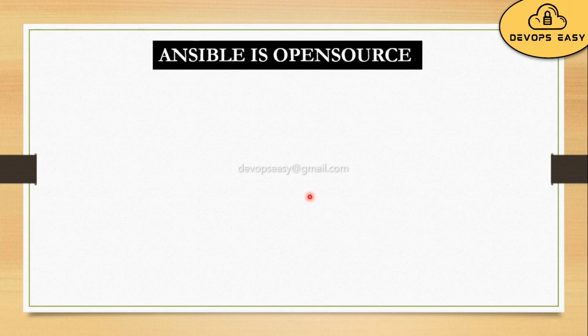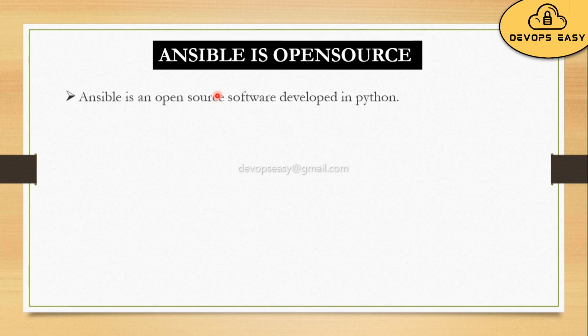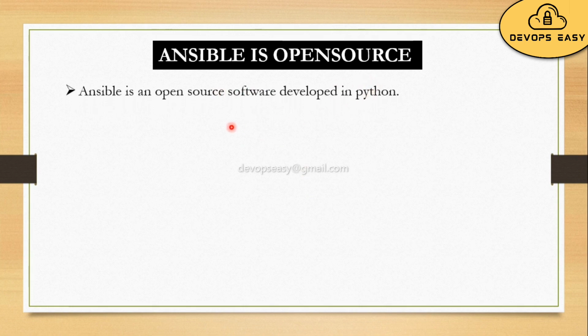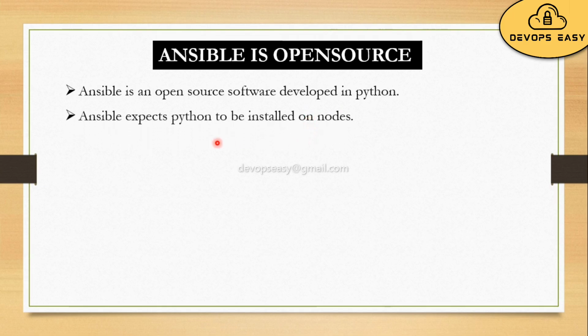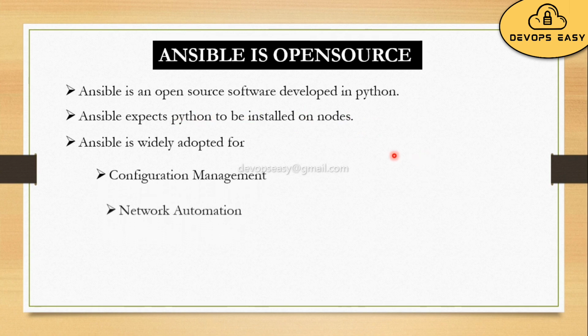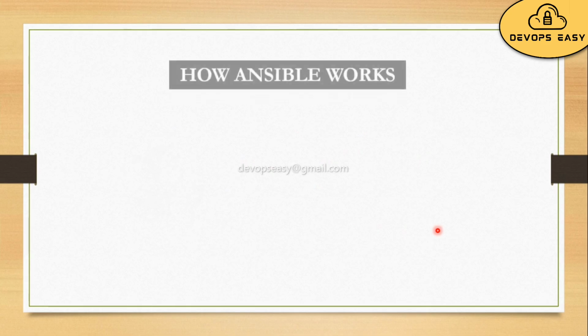Ansible was acquired by Red Hat. Red Hat purchased Ansible. Normally it is open source, but there is also an enterprise edition managed by Red Hat, and a free version is also available. Ansible expects Python to be installed on every node because Ansible is built in Python. Ansible is used for configuration management, network automation, and administrative tasks.